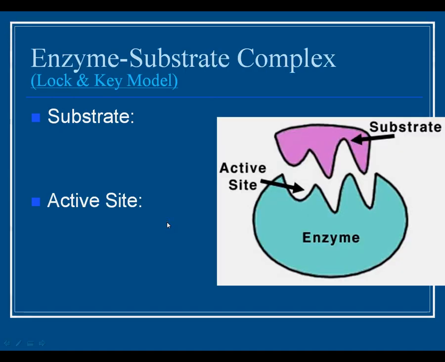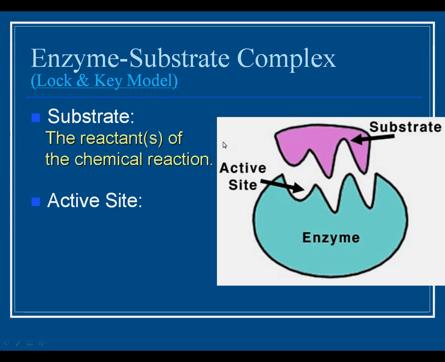So let's take a look at a very simple drawing of an enzyme and talk a little bit about how it works. The enzyme in this picture is represented by the greenish-blue circle here, and the substrate is going to be this pink thing here. So what is a substrate? What is this pink thing? The substrates are simply the reactants of a chemical reaction.